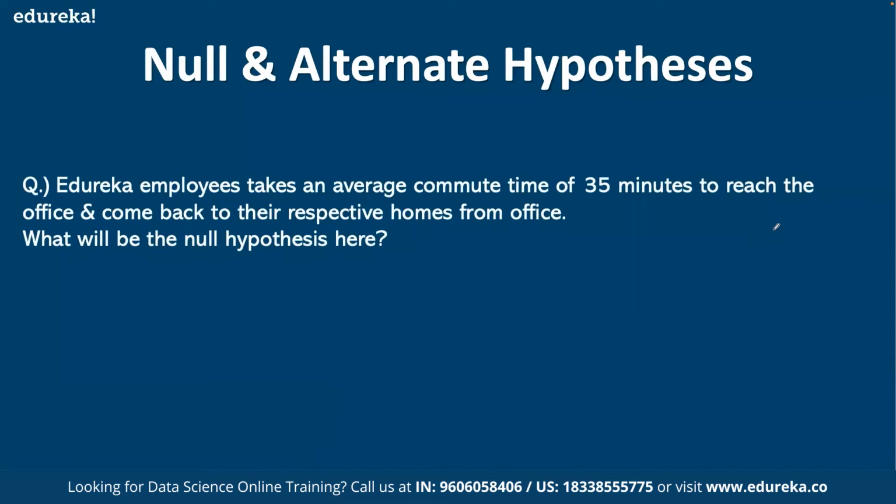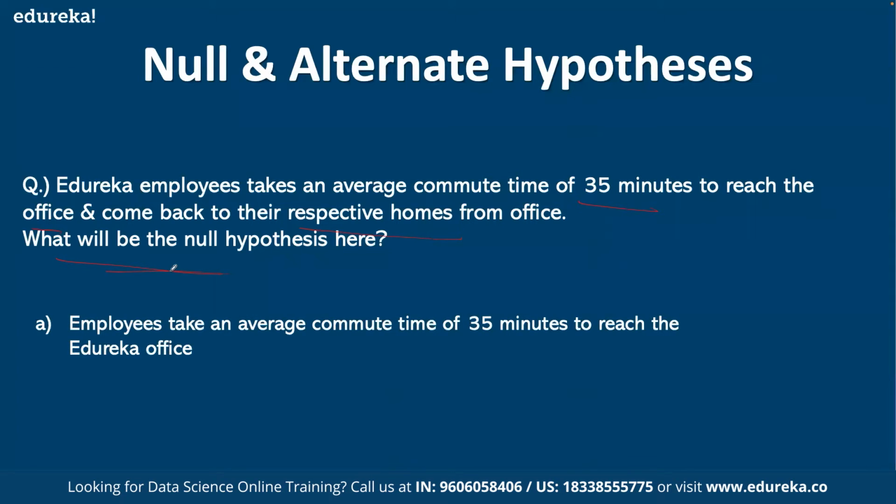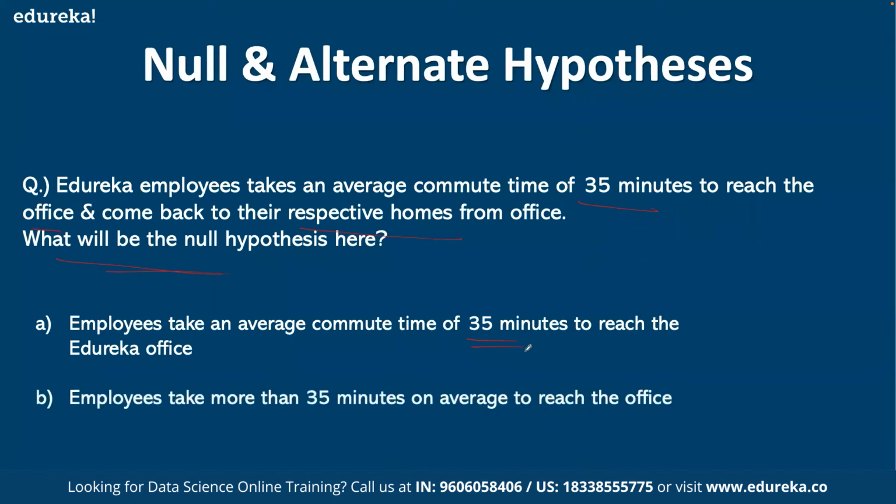Here we've got a question that says Edureka employees take an average commute time of 35 minutes to reach the office and come back to their respective homes from the office. Now, in this scenario, what exactly is the null hypothesis? The null hypothesis is our current belief: the employees take an average commute time of 35 minutes to reach the Edureka office, and 35 minutes to reach home from the office. So that's my null hypothesis.